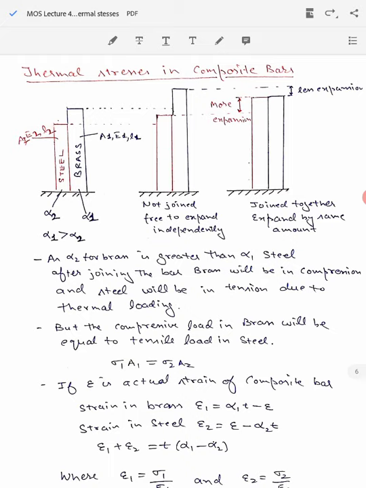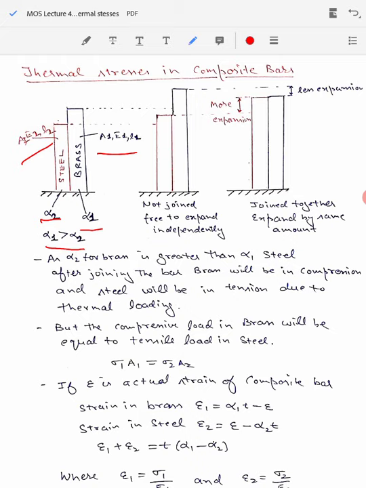Why is it happening? Let's try to understand that. So we have a steel bar, we have a brass bar. We can see the value of the geometric parameters, area and length, as well as the material property as E2 and E1, Young's modulus. We also know the expansion coefficient of the steel and brass, which are alpha 2 and alpha 1 respectively. We know that the brass has higher thermal expansion coefficient in comparison to steel, so alpha 1 is greater than alpha 2.